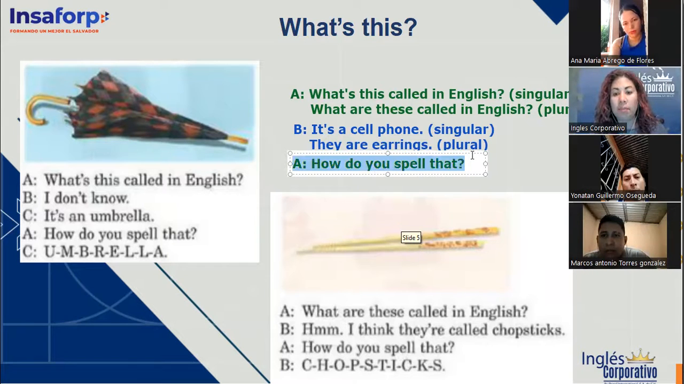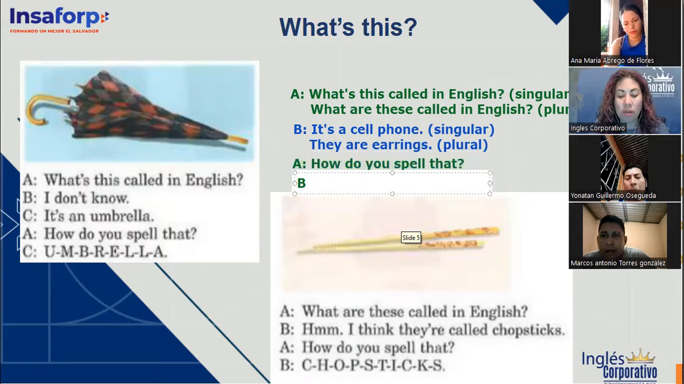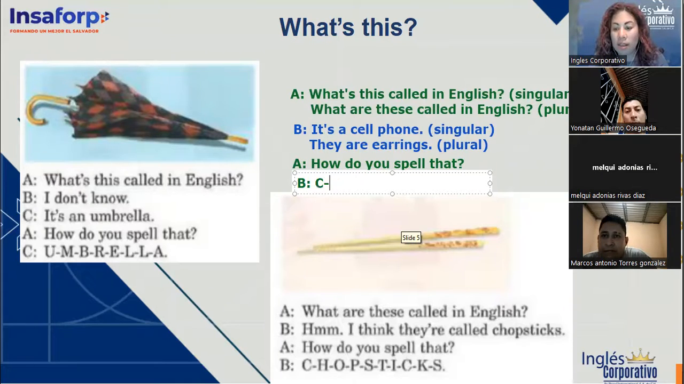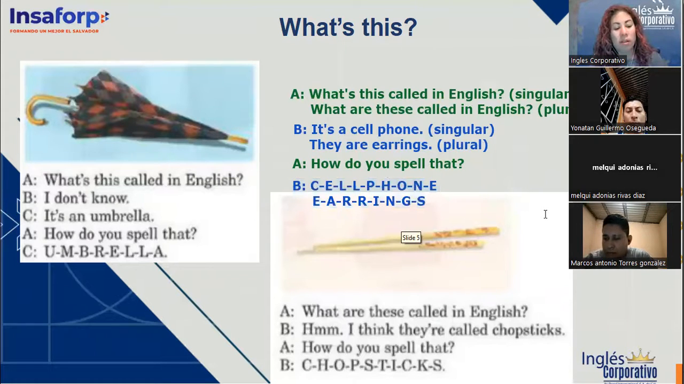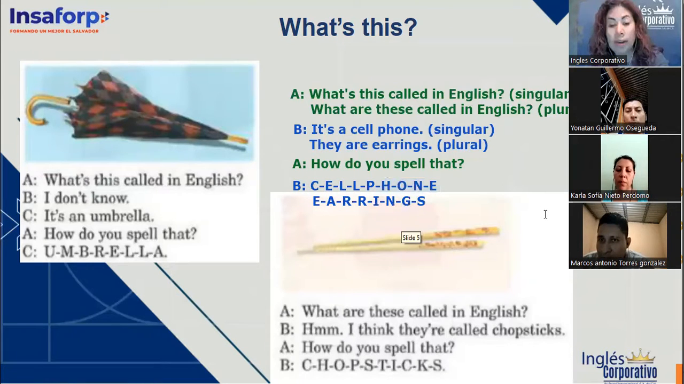And then student B is going to spell it out. So student B is going to say, for example, if it's a cell phone, C-E-L-L-P-H-O-N-E, right? Or if it's the earrings, you're going to say E-A-R-R-I-N-G-S. Okay. Do we understand? Is it clear? Yes.